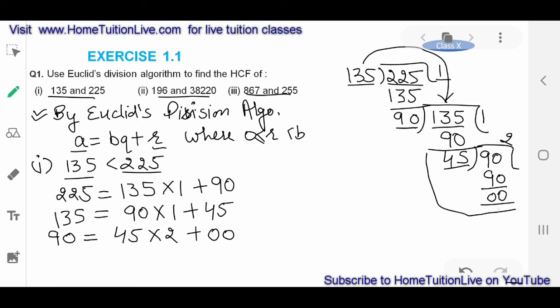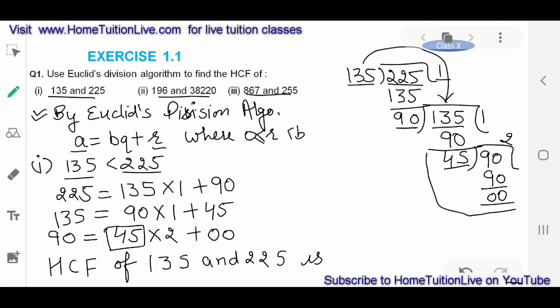As I told you in the last video, what Euclid's division lemma says is that the last divisor we get is the HCF of our two positive integers, that is 135 and 225. So the HCF of 135 and 225 is 45.